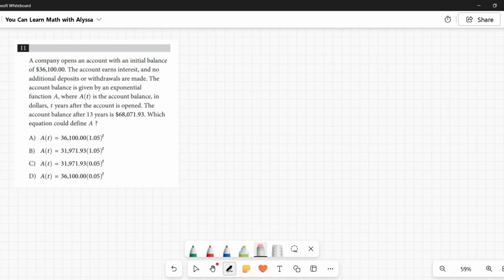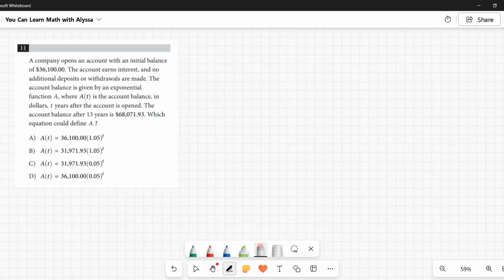Number 11. A company opens an account with an initial balance of $36,100. The account earns interest and no additional deposits or withdrawals are made. The account balance is given by an exponential function A, where A of t is the account balance in dollars t years after the account is opened. The account balance after 13 years is $68,071.93. Which equation could define A?